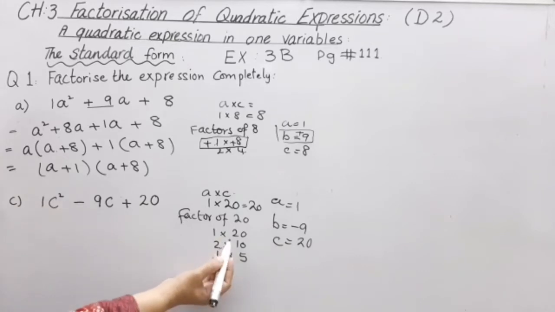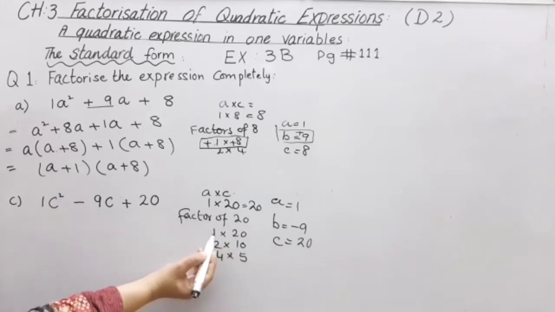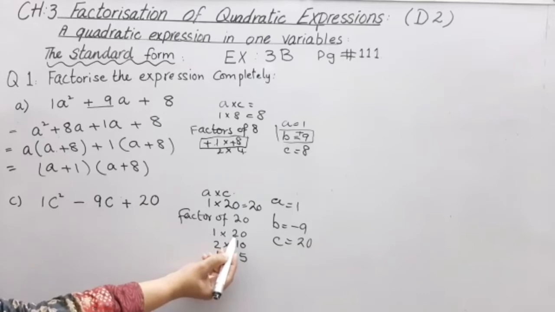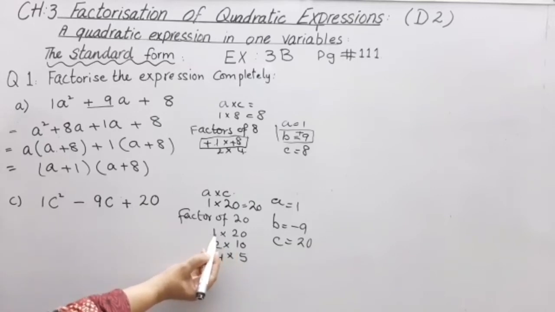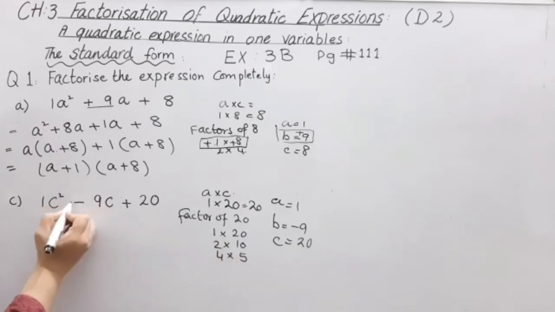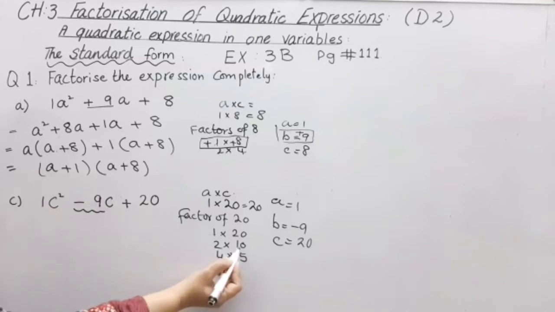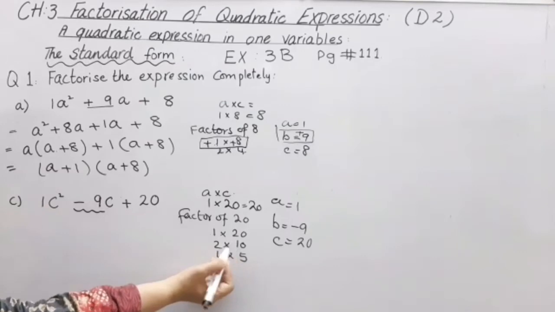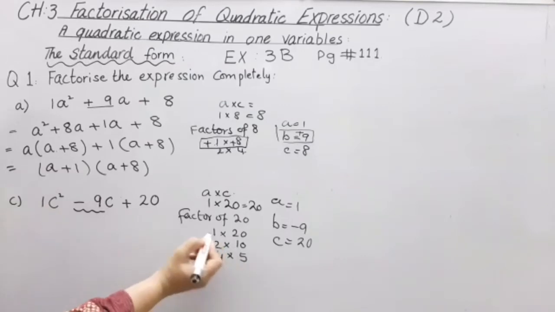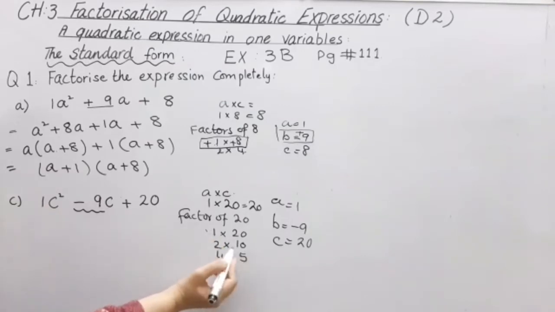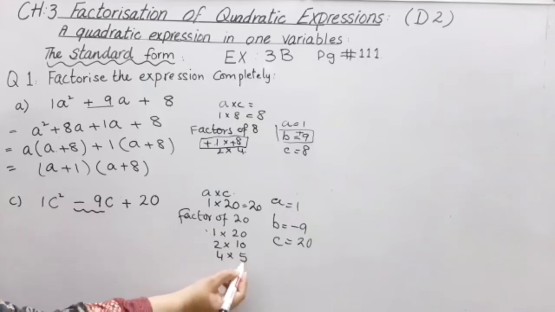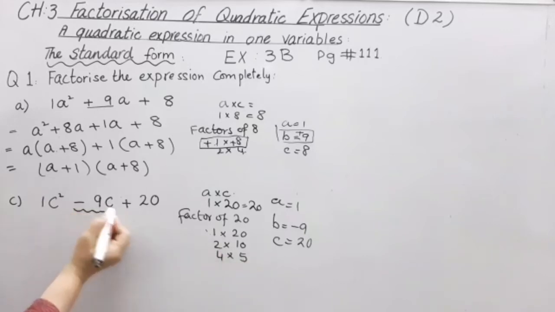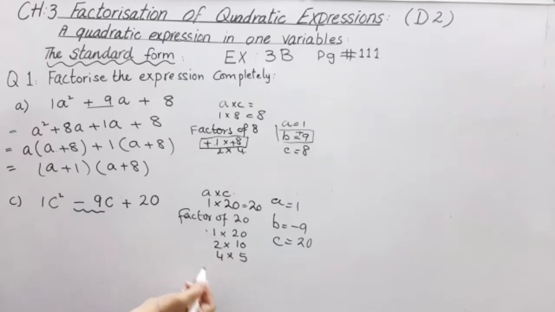So 20 and 1, if we add them, we have 21. If we subtract them, we have 19. But our required thing is minus 9. 2 and 10 added make 12; 2 and 10 subtracted make 8. So no, and this one also no. 4 and 5, when we add, make 9, and when we subtract, make minus 1.